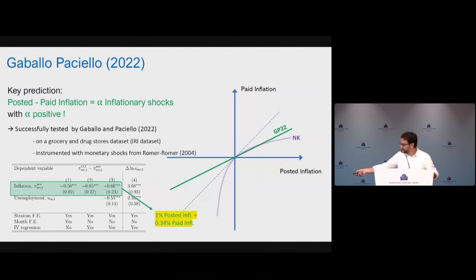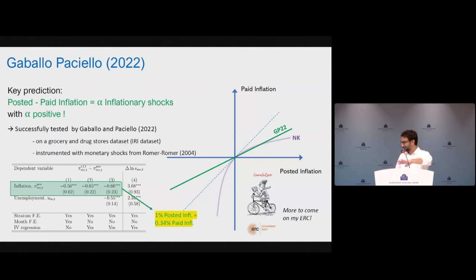In the paper, we show with IRI data that 1% posted inflation equals 0.3 paid inflation. So this relation exists in the data. And this is just to advertise that I have an ERC consolidator grant that is going to build on this. This is one of the legs.